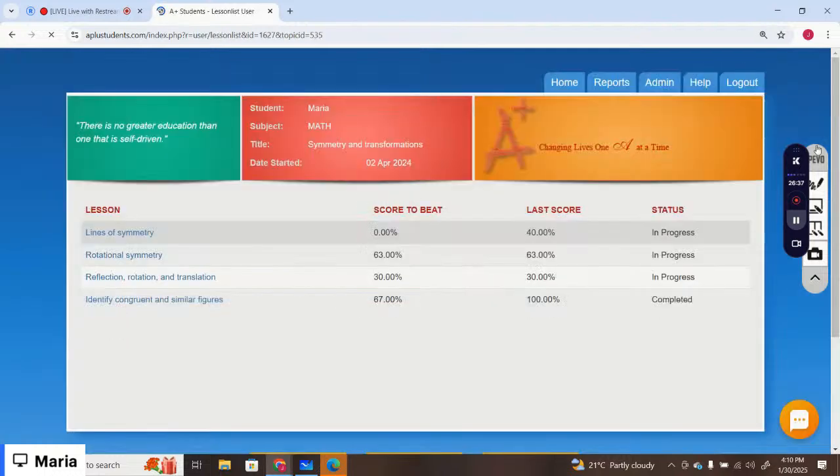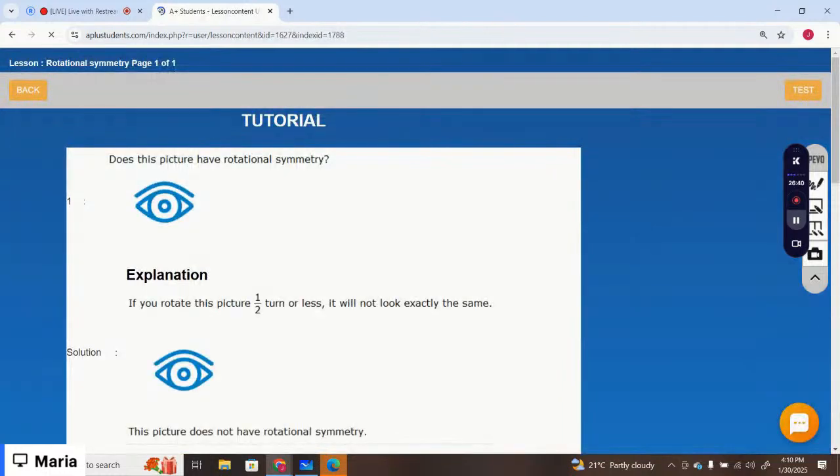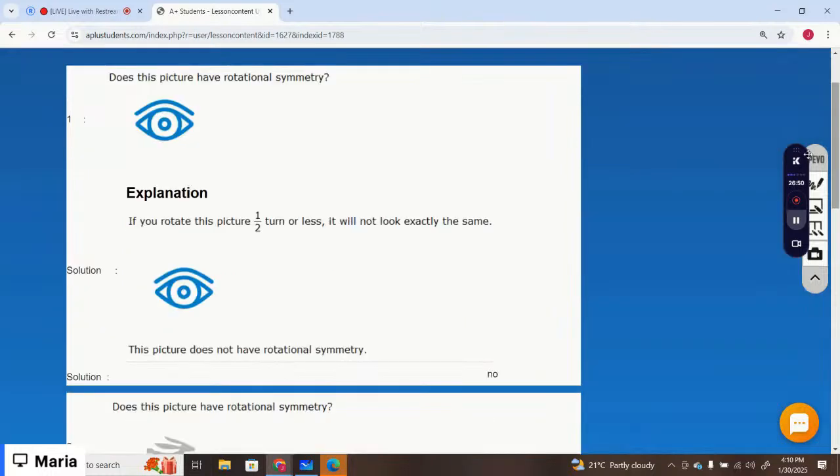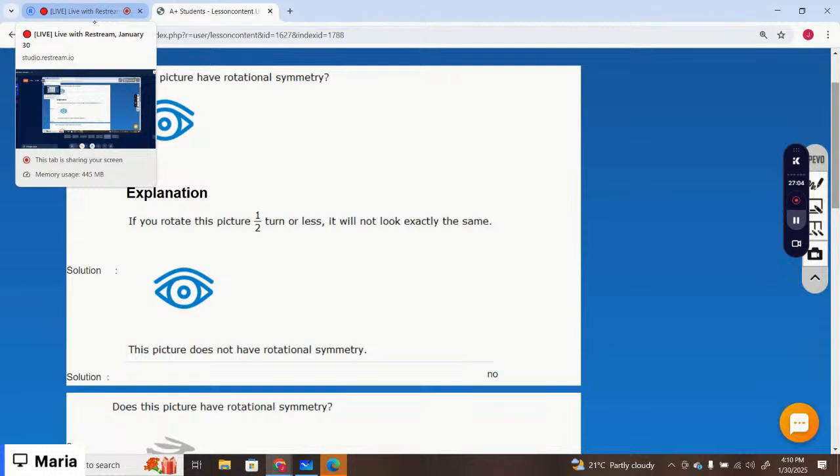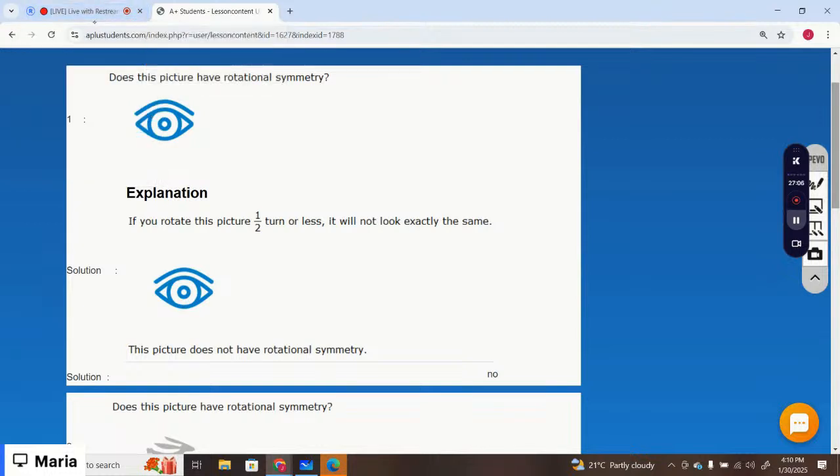The next lesson is rotational symmetry. Let's just start with the lesson. Does the picture have rotational symmetry? So the correct option is no. Rotational symmetry means if you rotate the picture a half turn or less, it will look exactly the same. So the one we are on right now, if you rotate the image a half turn or less, it is not the same.